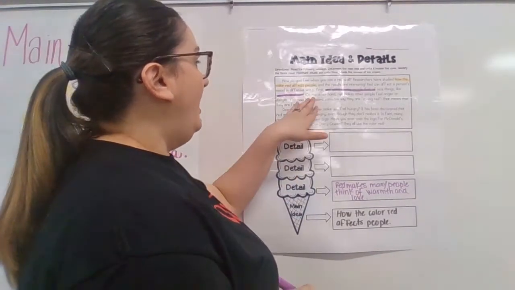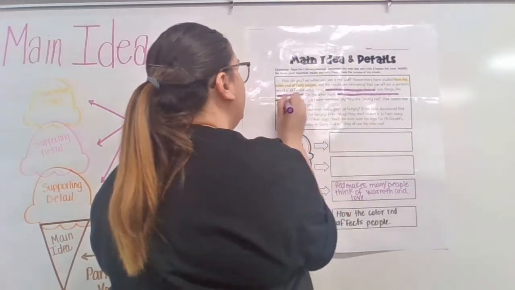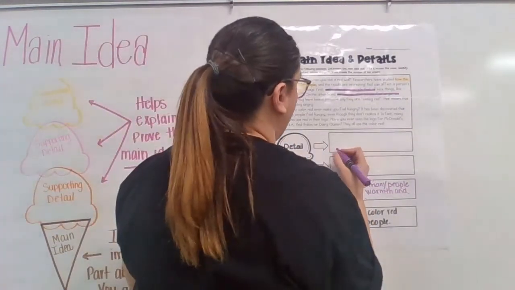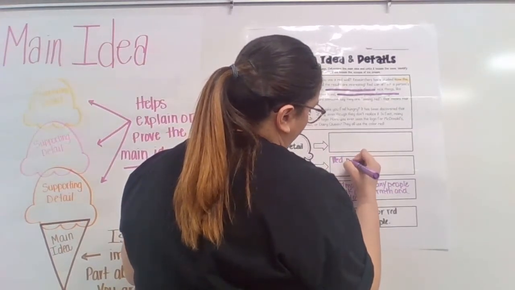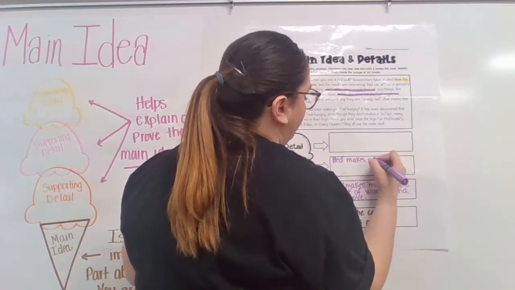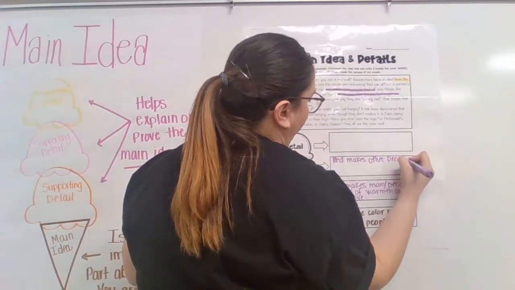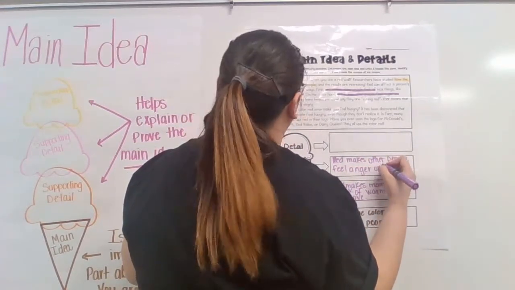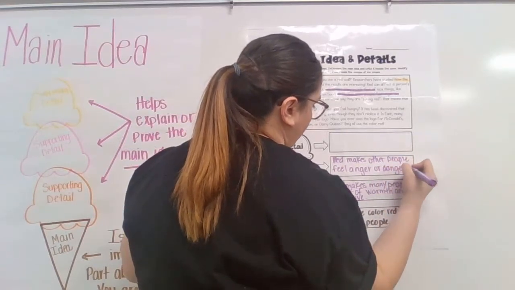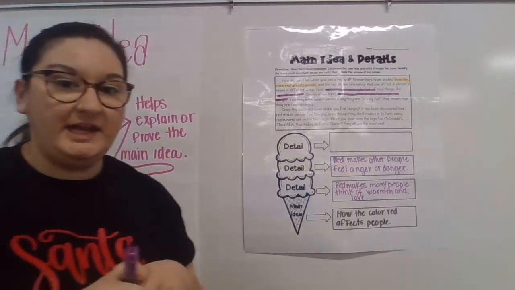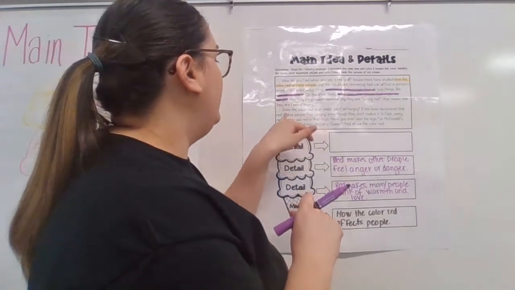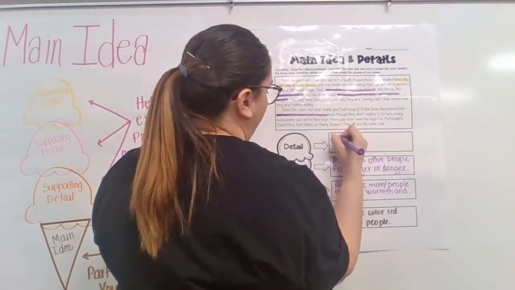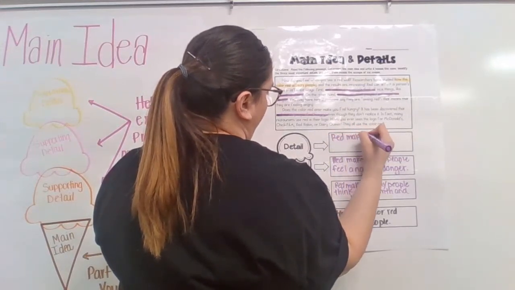Our next detail would be how red makes people feel angry or danger. That's affecting a person; it's making them feel a certain way. So we could say: red makes other people feel anger or danger. And then our last detail is, does the color red ever make you feel hungry? It has been discovered that red makes people feel hungry. So that is our last supporting detail.